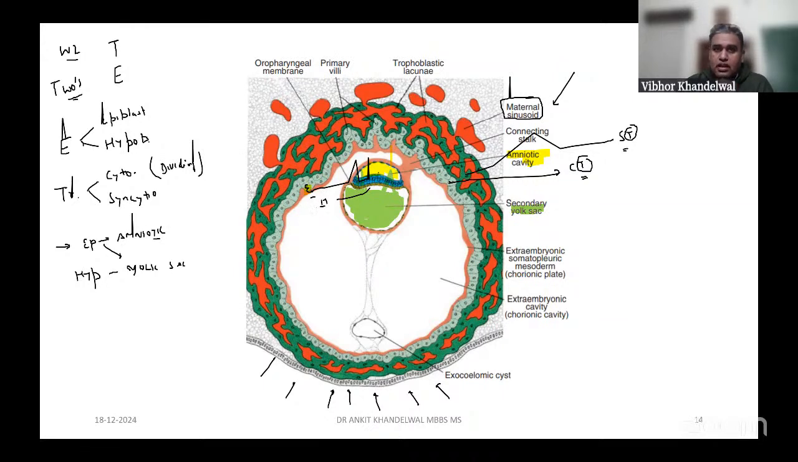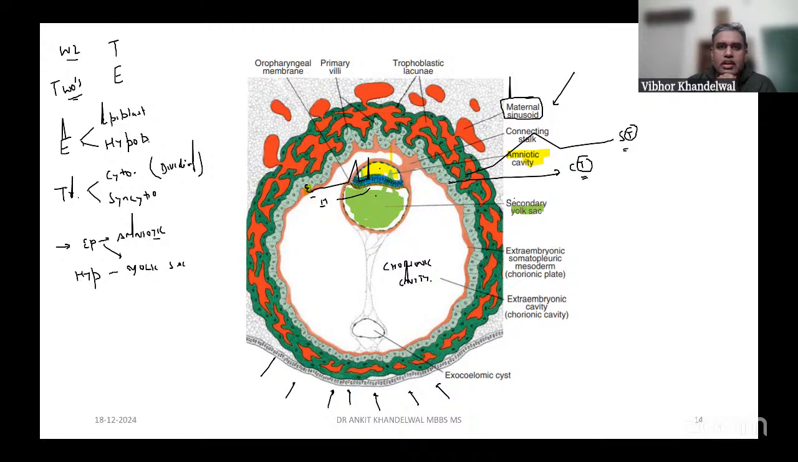Understand? And in between them, you are seeing two cavities also. Plus, there is a space over here that is known as your chorionic cavity. There's also one more cavity known as chorionic cavity. So again, coming to your exam point of view, that is a bit of understanding which I'm telling you. You have to draw this diagram, guys, and in a well labeled manner.